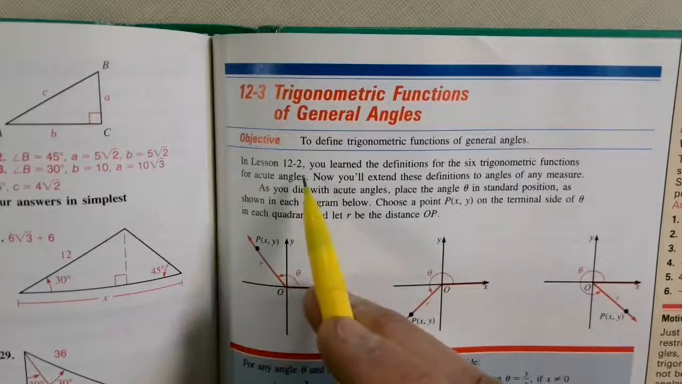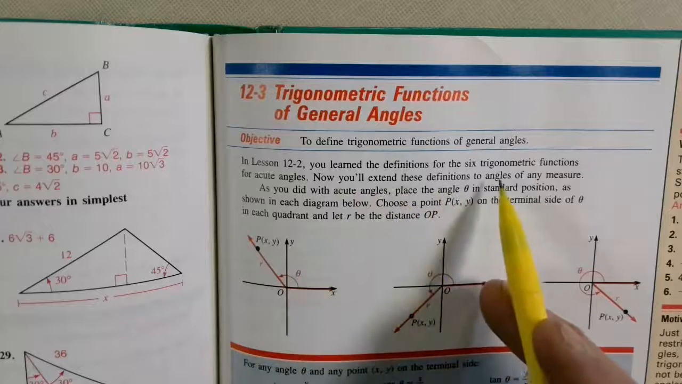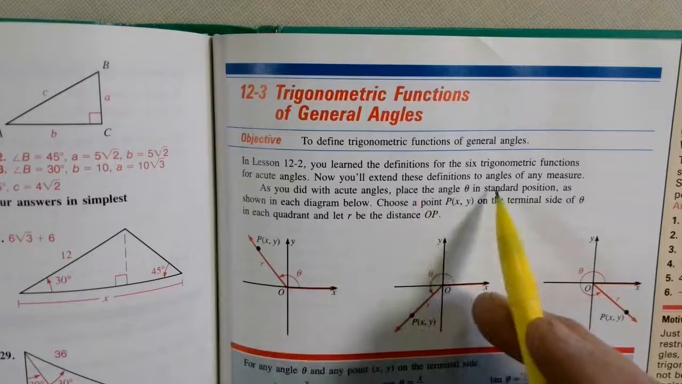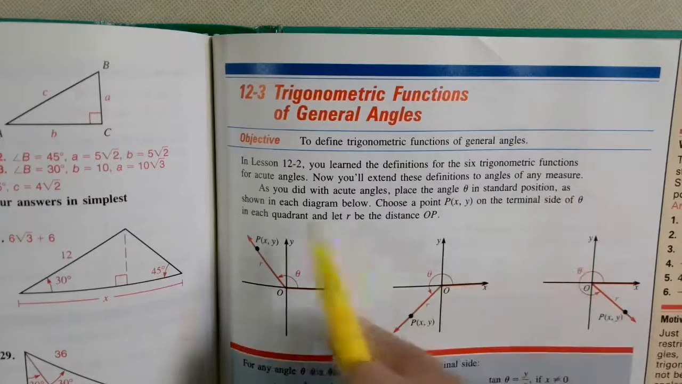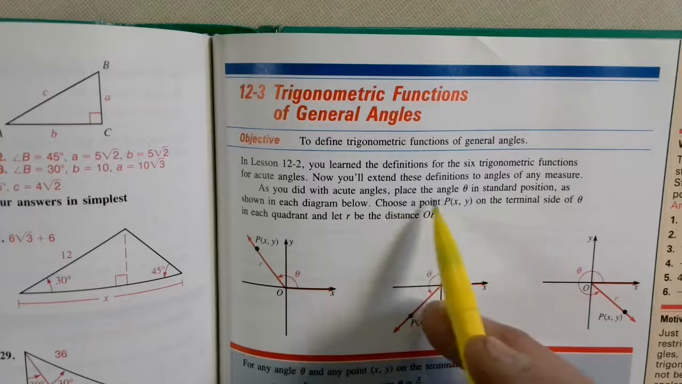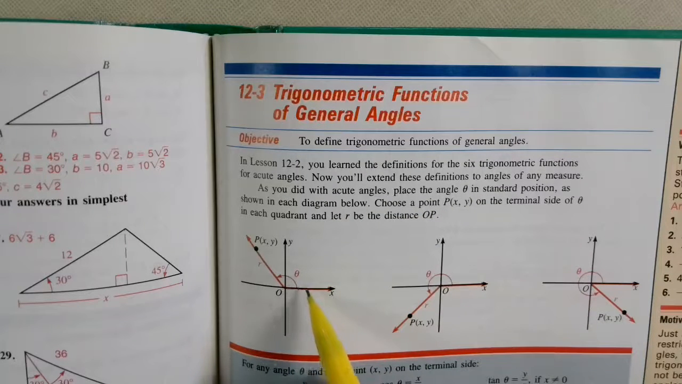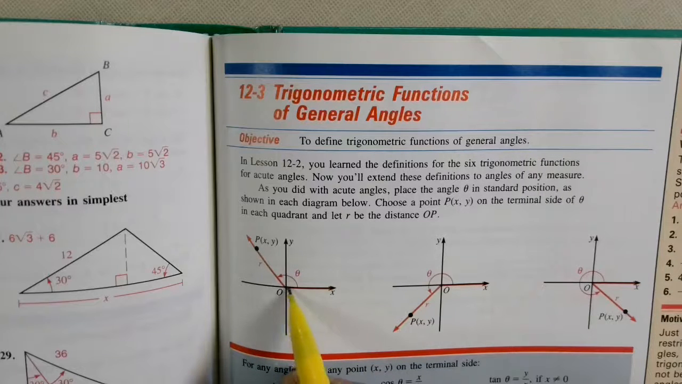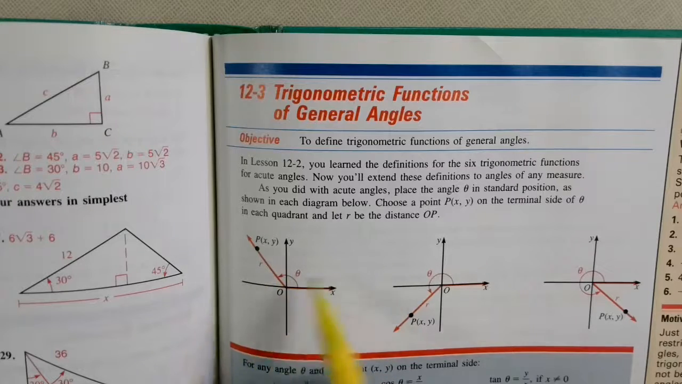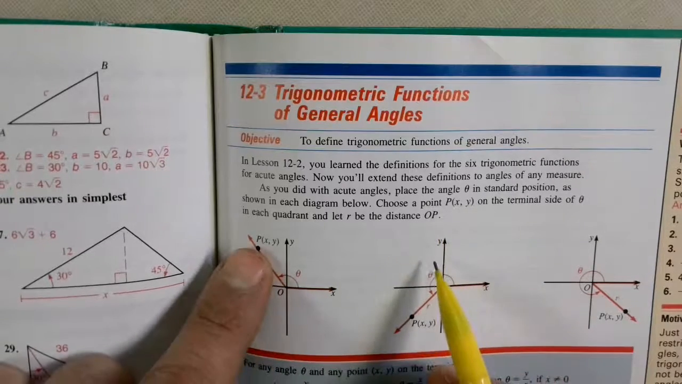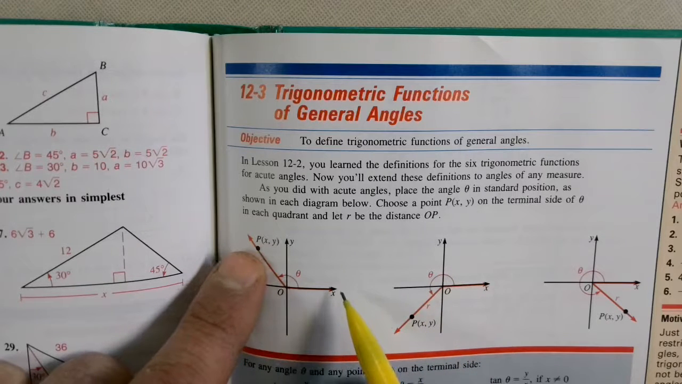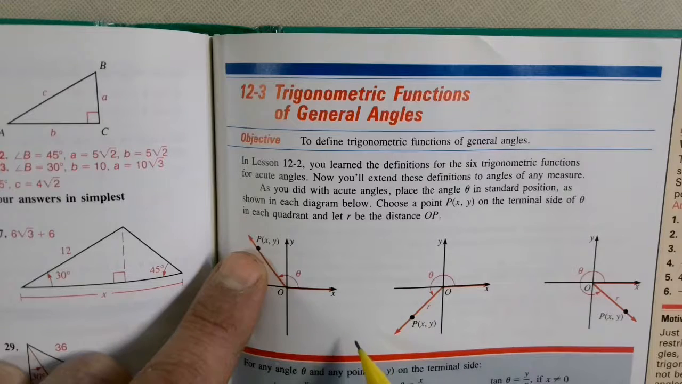Okay, so in lesson 12.12, you learned the definitions for the 6 trigonometric functions for acute angles. Now you'll extend these definitions to angles of any measure. As you did with acute angles, we will place the angle theta in standard position as shown in each diagram below. So we are still going to put the initial side on the x-axis and then swing it counterclockwise to wherever it stops. We're going to choose a point P, any point on the terminal side of angle theta, in each quadrant, and let r be the distance OP.